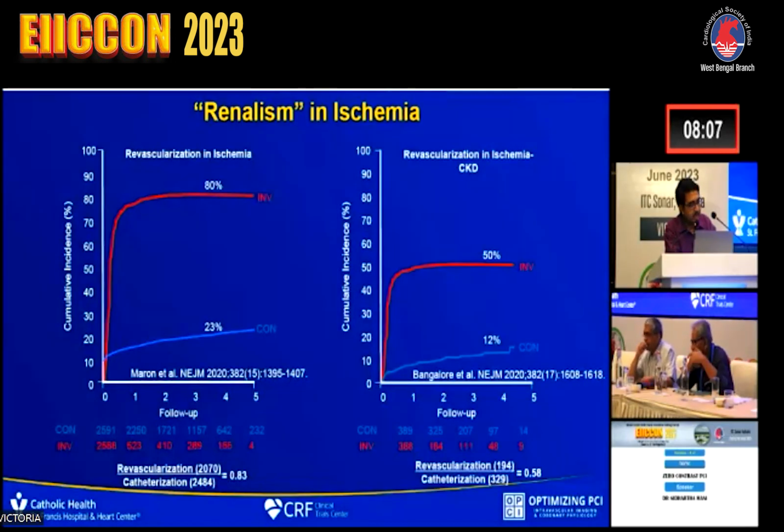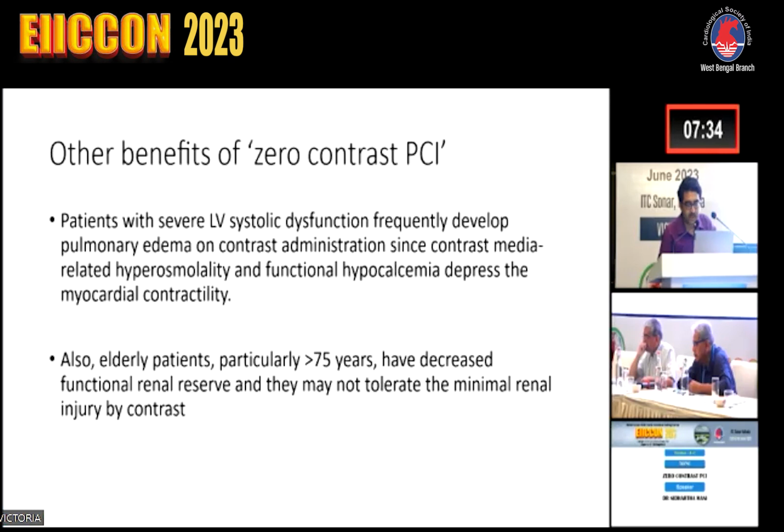The term renalism has been coined in recent times, and renalism means that due to the apprehension of this CI-AKI, the invasive approach is taken in a lesser number of patients. So patients requiring an invasive approach, because of their higher creatinine or higher risk of developing CI-AKI, are not being taken to the cath lab. That is called renalism, and that is obviously altering the outcomes of the patients.